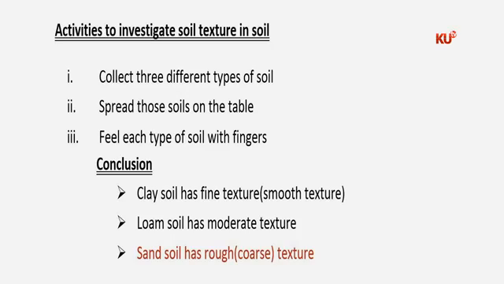So conclusion, you realize that clay soil has fine texture or smooth texture. And then another conclusion, loam soil has moderate texture. And then the other conclusion you can make is that sand soil has rough or coarse texture. I believe when you're doing this experiment, those are the things you need to know.